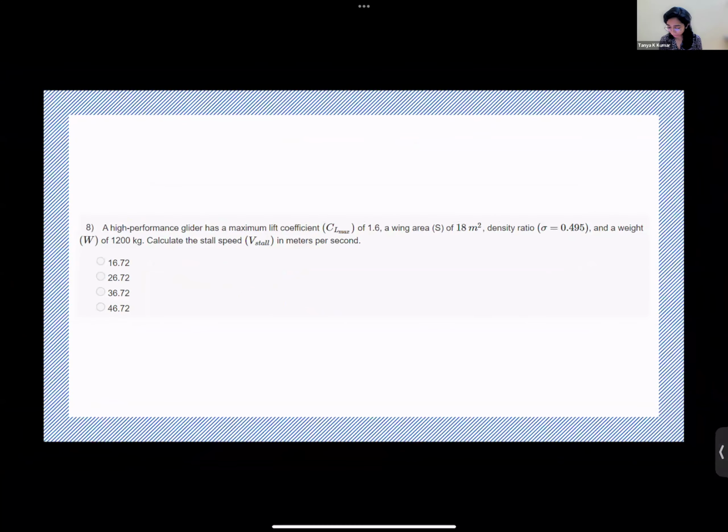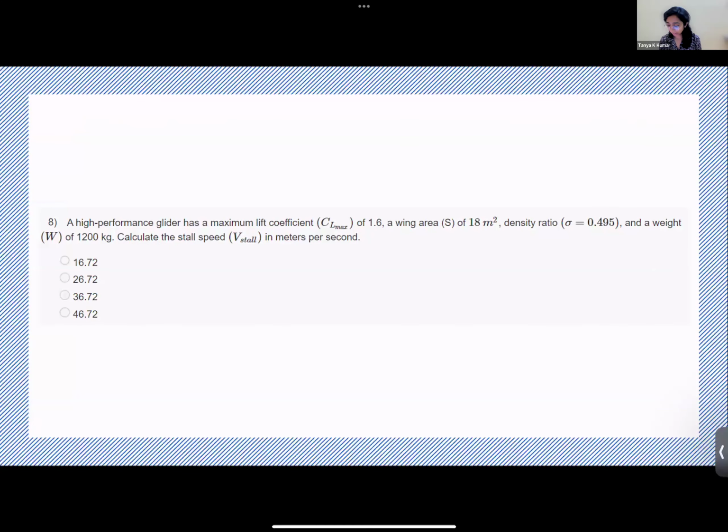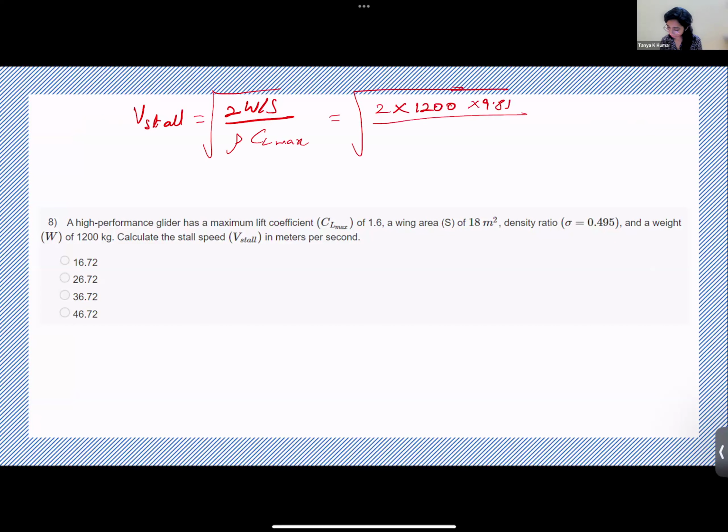Okay. A high performance glider has a maximum lift coefficient CL max of 1.6, wing area of 18 meters square, density ratio 0.495, weight of 1,200 kgs, calculate stall speed. We've done stall speed multiple times. So what was the formula? Under root 2W by S rho CL max, right? So it's 2 into W, which is 1,200 into 9.81. S, how much was S? 18.